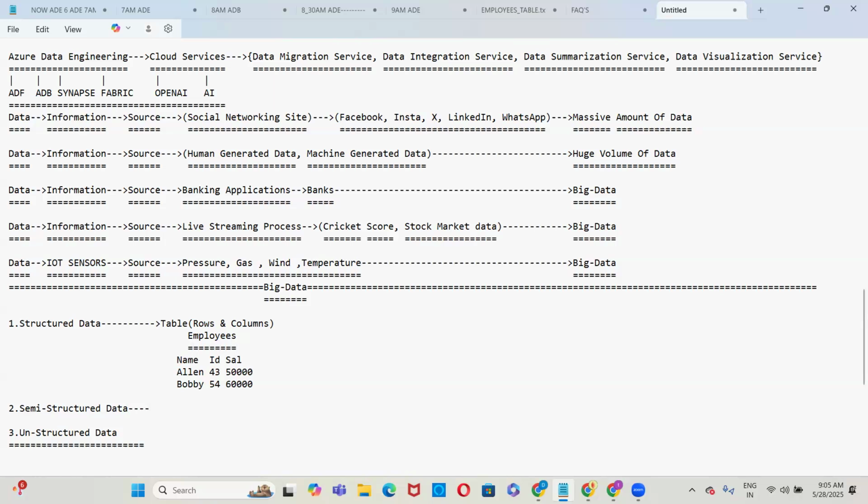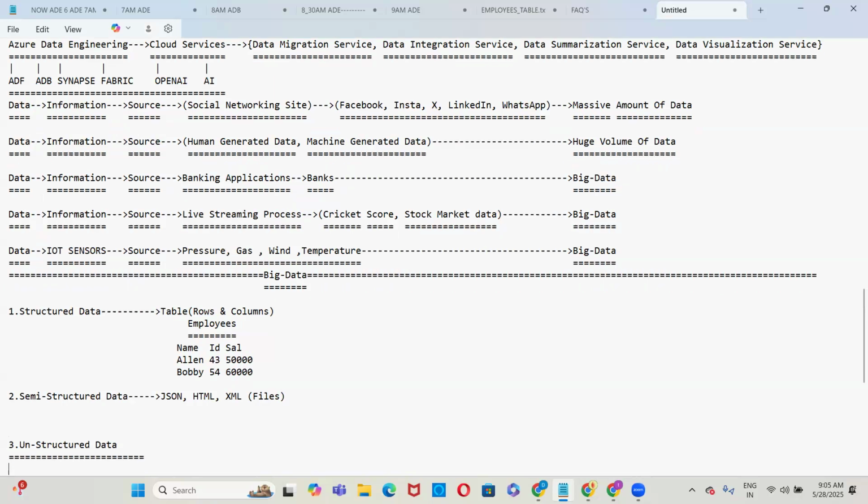Semi-structured data is nothing but the data which is recorded in the form of JSON files, HTML files, XML files. All this is called what, guys? The part of big data only. We can get this type of files here.